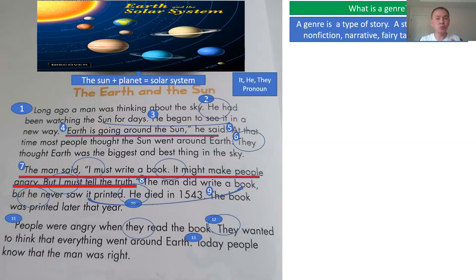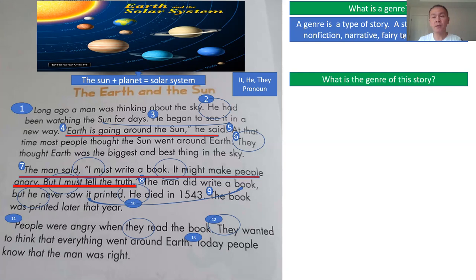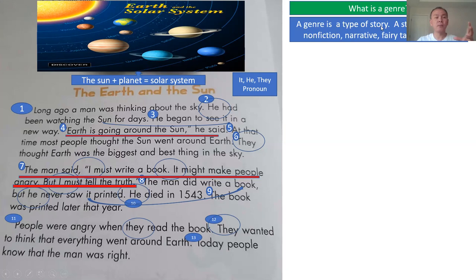So genre can include fiction. Fiction means not true. Or nonfiction, which is true. Narrative, fairy tale, or a myth. A fairy tale is based on a children's story that talks about a land with magic, okay? Something that is magical, like Beauty and the Beast, Cinderella, okay? A myth is a genre that discusses a character, which can be a person or an animal or an object that has supernatural power.